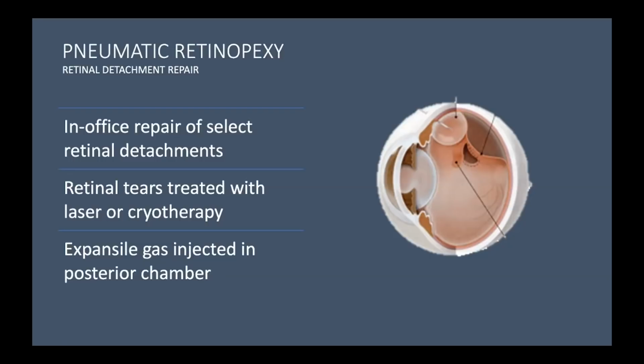And so for those patients who have particular reasons to avoid anesthesia or particular reasons to avoid going to the operating room, or want to avoid some of the risks of vitrectomy surgery or scleral buckle, pneumatic retinopexy can be a good option for repair of retinal detachment.